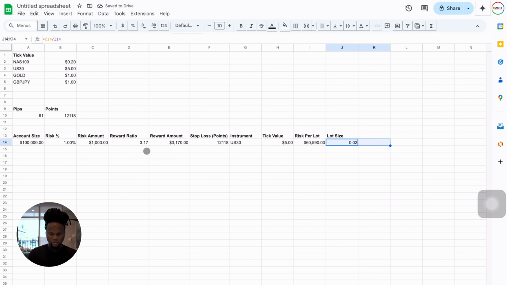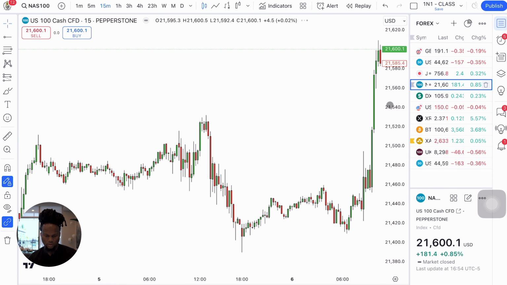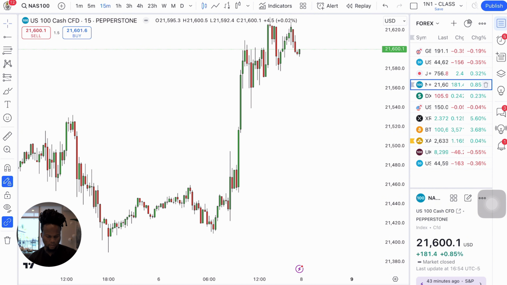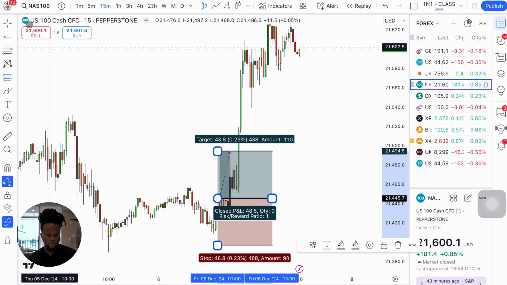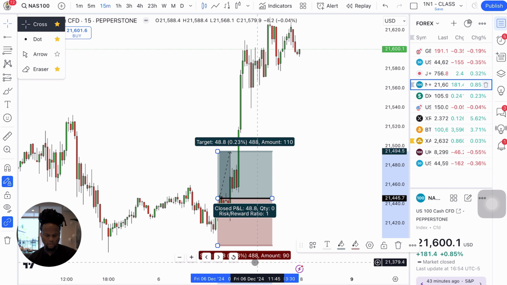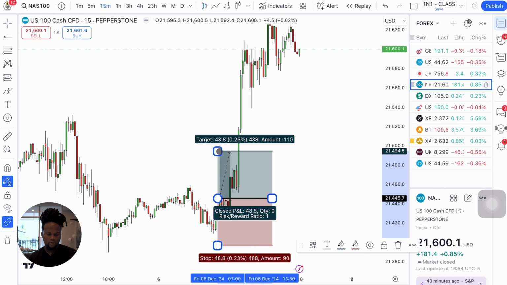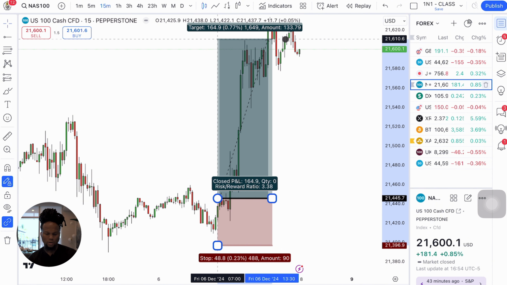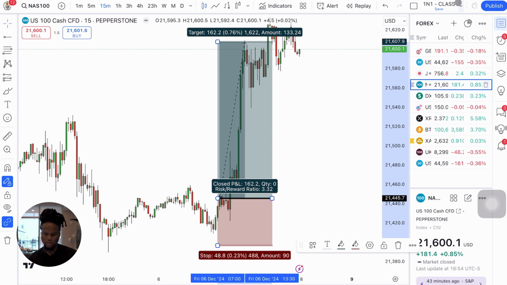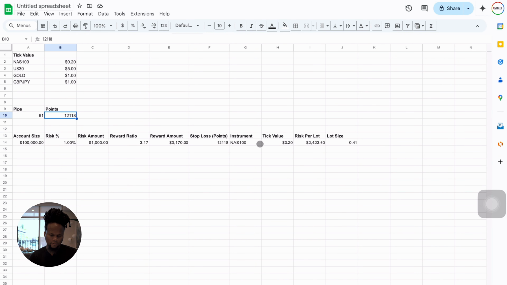So you're using this 0.02 lot size to make $3,170, right? So for example, if this was NAS 100, let me go on the NAS 100 chart and show you, for example, again, which is this. So if you're supposed to buy right there, stop loss below the area, it's 488, right? So stop loss below the area 488, and then you expect it to go all the way up here, 3.32. So I'm going to enter 488 here, 488 here.